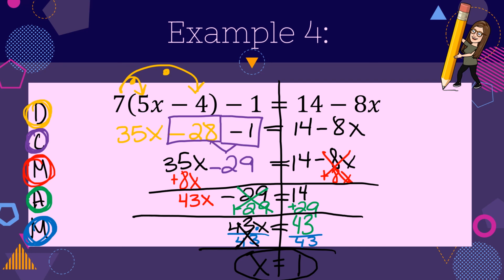So here is the perfect example. Maybe star this one. This is the one that has every step included. That's what we're working towards.